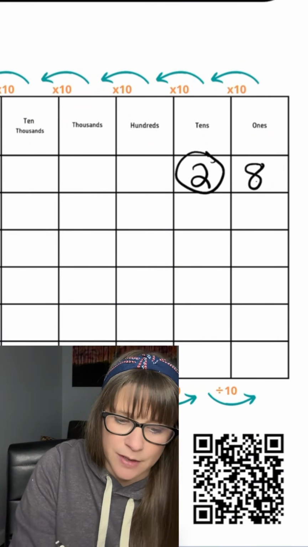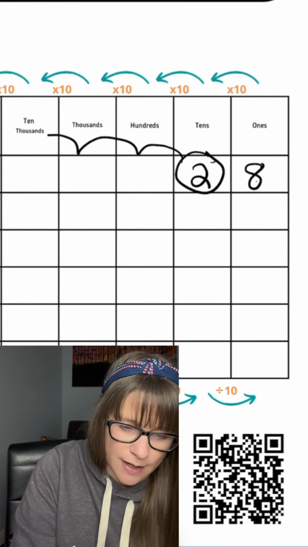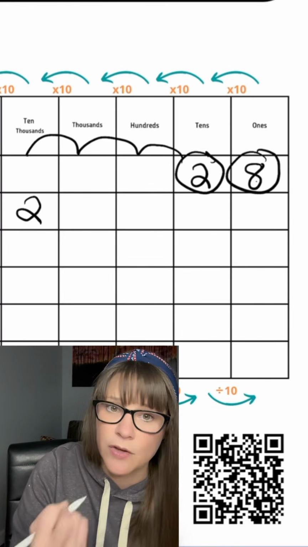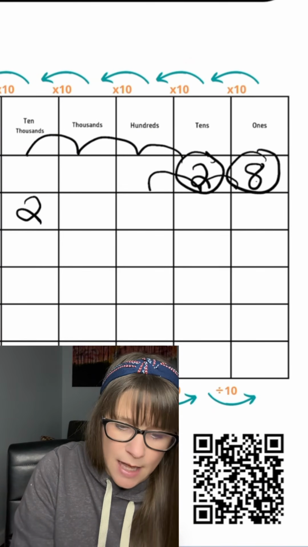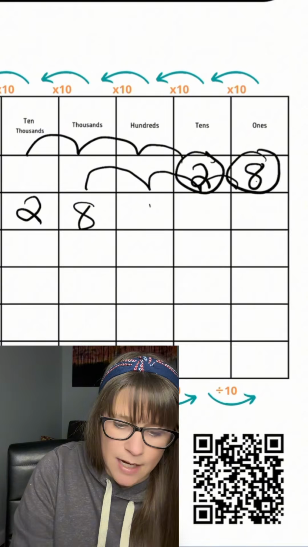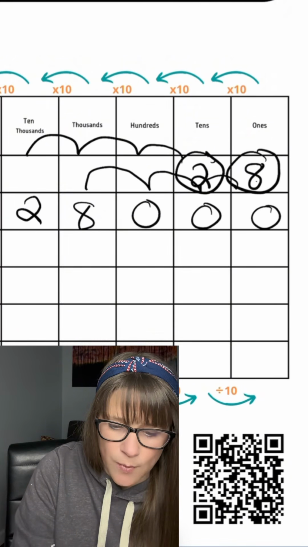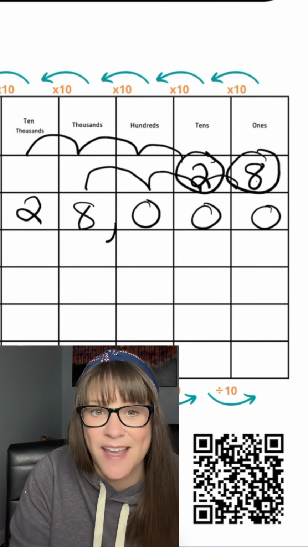So my 2 is going to go to the hundreds, to the thousands, to the 10,000s. My 8 is just going to follow the same pattern as my 2, the 10, the hundreds, and the thousands. And then I'm going to add zeros all the way down the ones, and my answer becomes 28,000.